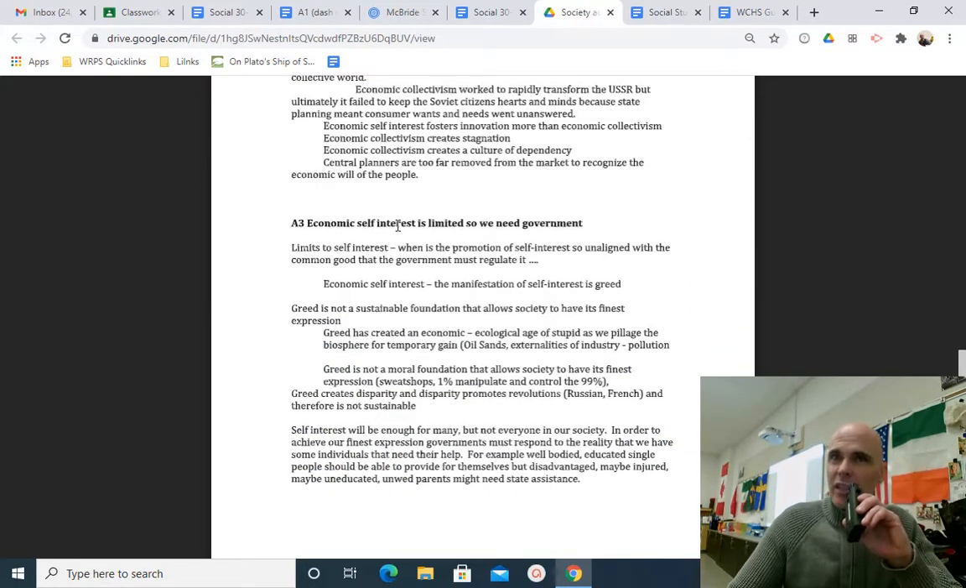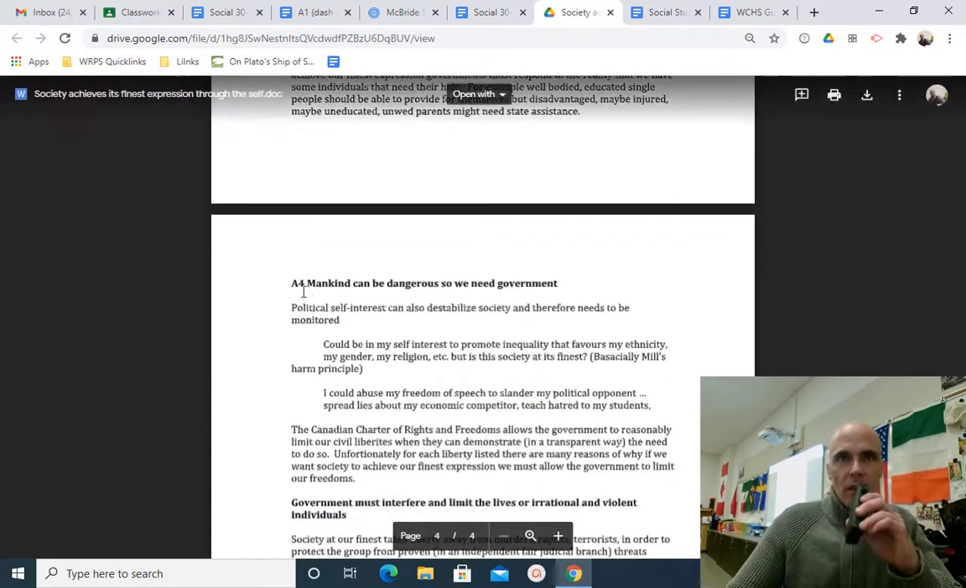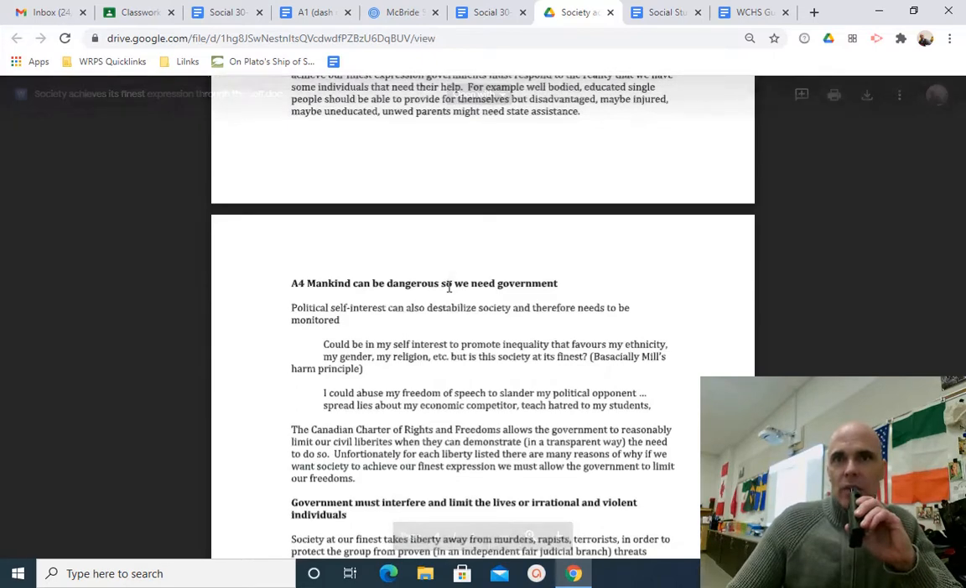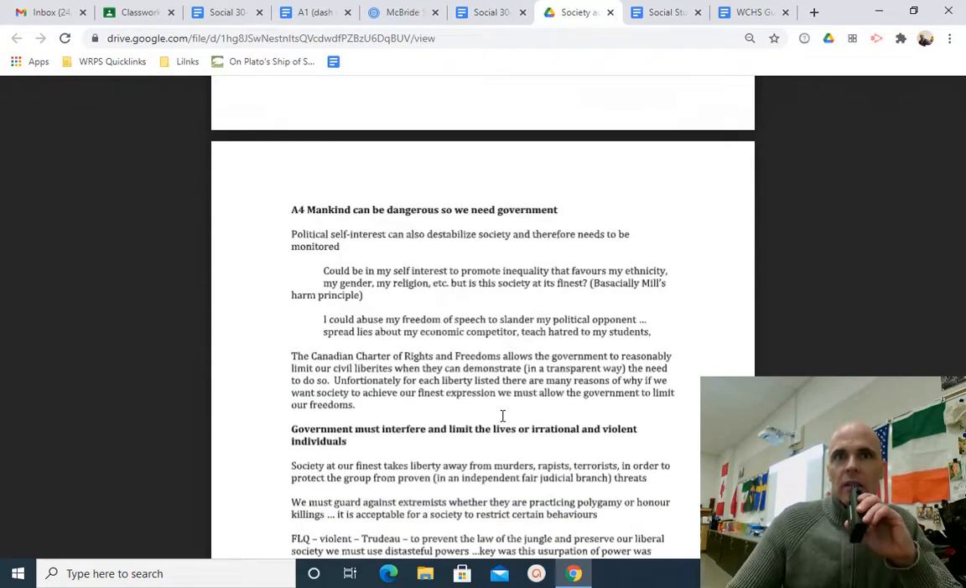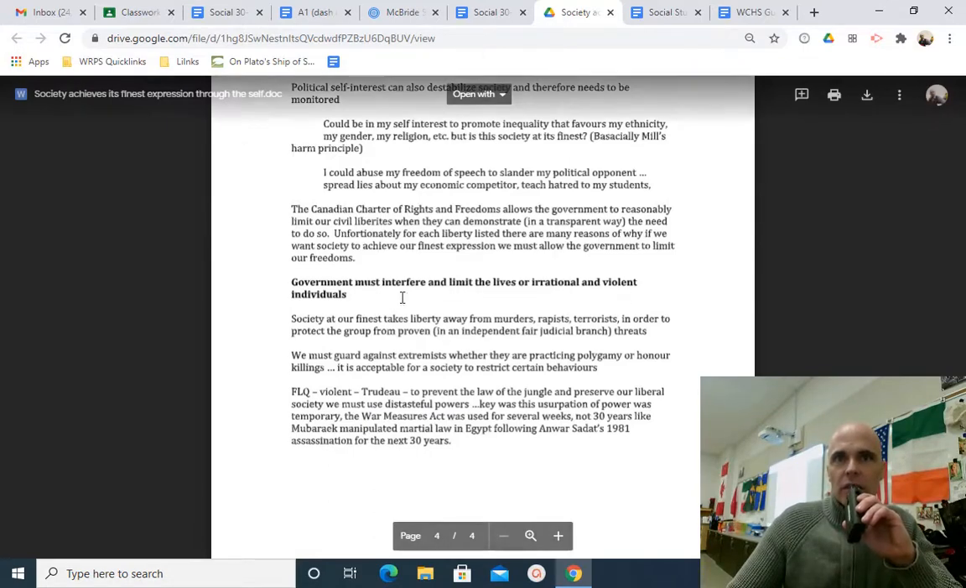A3, economic self-interest is limited, so we need government. And tons of little case studies there in terms of how greed can corrupt and end up creating a lack of sustainability. A4, mankind can be dangerous, so we need government. Government must interfere and limit the lives of irrational and violent individuals.